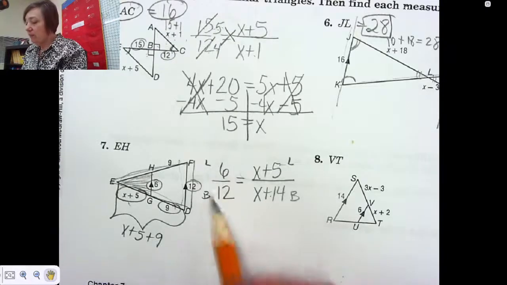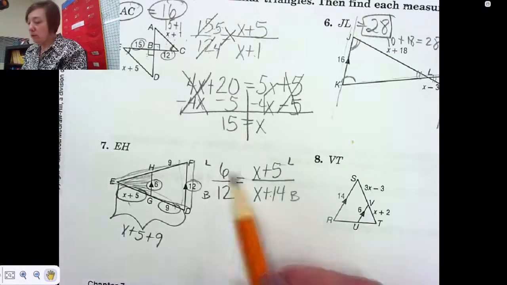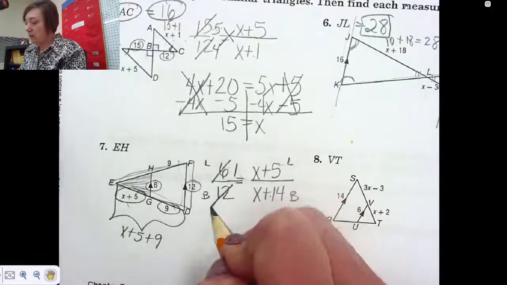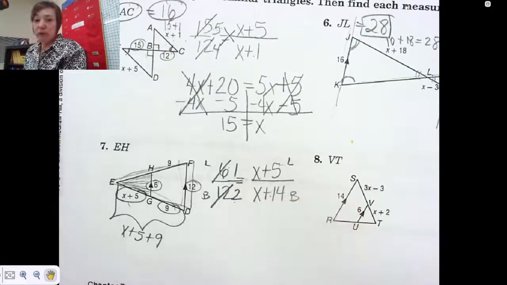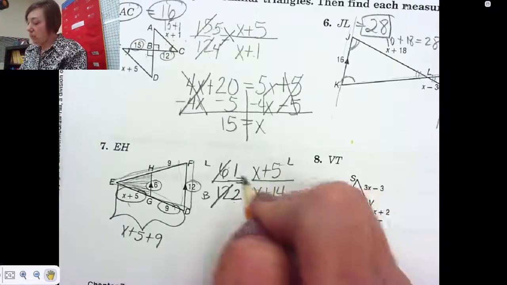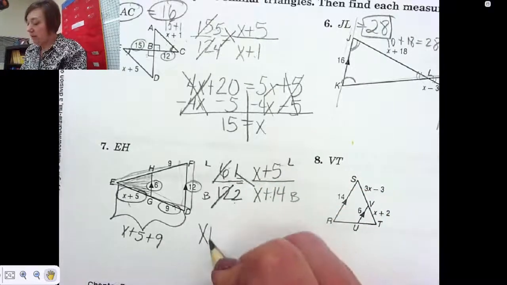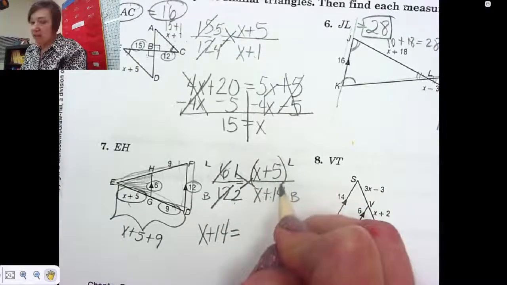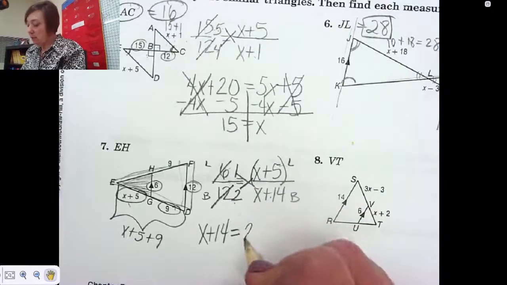Now, can we simplify the 6 and 12? What goes into both? How many times into 6? How many times into 12? So 1 over 2, right? So that's going to get us 1 times x plus 14, x plus 14. 2 times x plus 5. So that's going to be 2x plus 10, right?